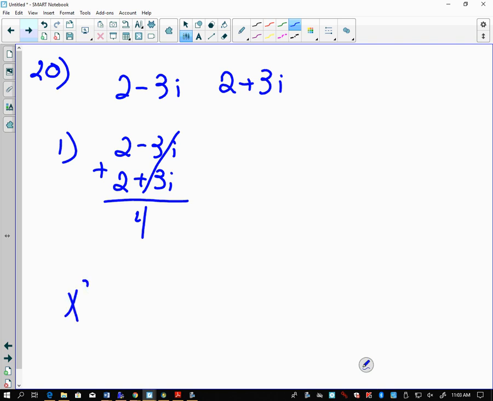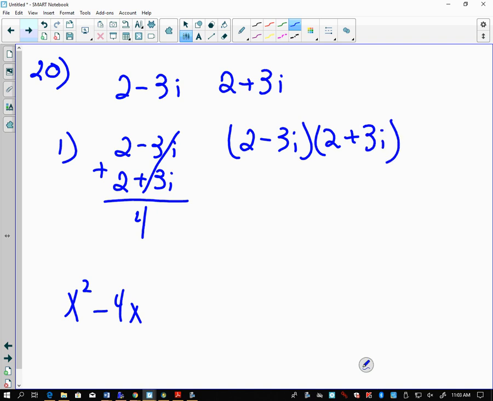So I'm getting x squared minus 4x. It takes the opposite sign of what I get from step 1. You follow me so far? Then finally I do the product. So 2 minus 3i times 2 plus 3i. What you'll notice is that these are differences, so all I really have to do is the first and the outer. 2 times 2 is 4.